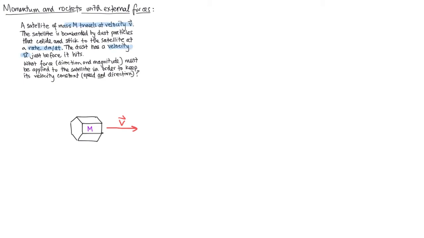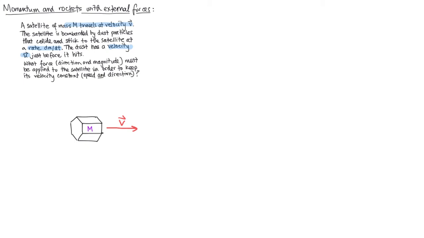And we're asked, what force, in both direction and magnitude, must we apply to the satellite in order to keep the velocity of the satellite constant? We want to keep both the speed and direction of the satellite's motion constant.